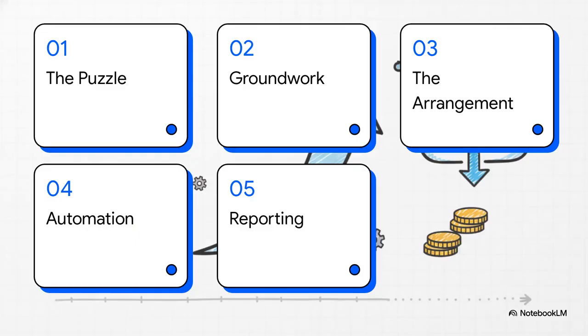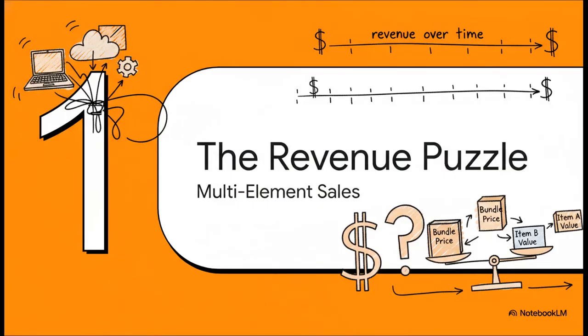So here's how we're going to tackle this. First, we'll really dig into the puzzle itself. Then we'll look at how you lay the groundwork in the system. After that, we'll see how a regular sale transforms into a revenue plan, watch the automation really kick in, and finally we'll look at the reporting that ties it all together. Okay, let's get right into it.